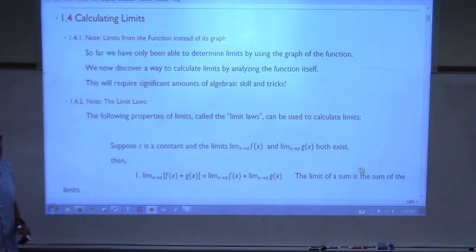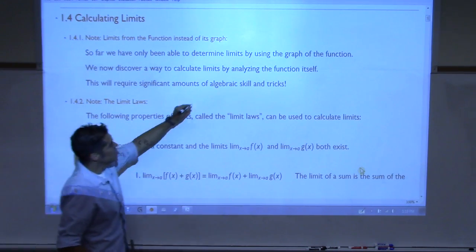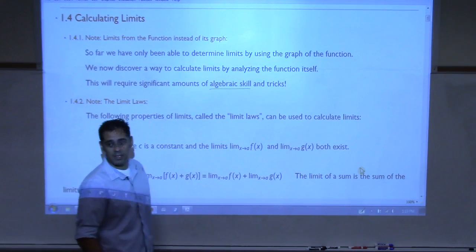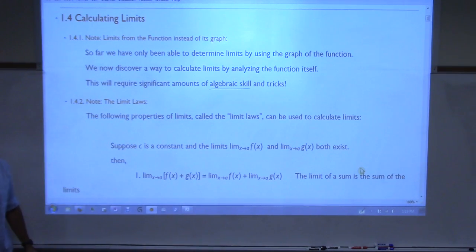Now what we want to do is be able to compute a limit of a function without having to draw a graph, without relying on a picture, just by hand, algebraically computing a limit. And this is where things start to get a little bit hairy in here, all right? It's going to get a little messy because it's all going to depend on your algebraic skill. How good are you at algebra? And the better you are, the easier this is going to be. It comes down to that.